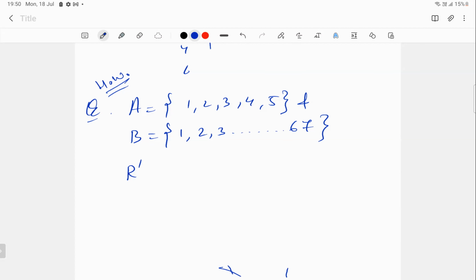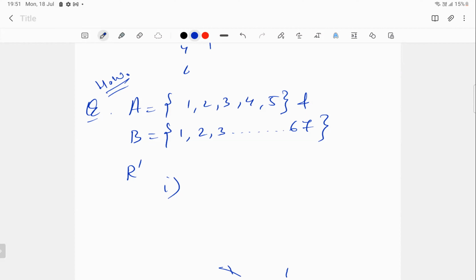Okay, R dash be the relation from A to B such that, number 1, B is the square root of A. When we are saying that a relation is defined from A to B, that means the first element is A, the second element is B. So the first relation is B is the square root of A, and the second is B is the cube root of A.